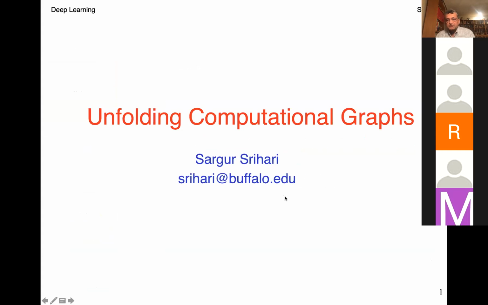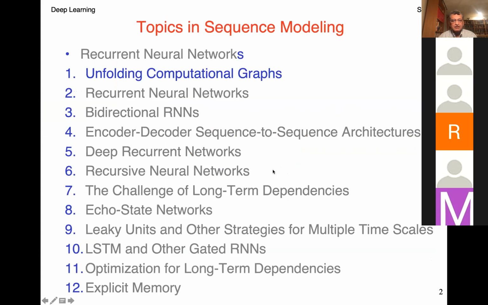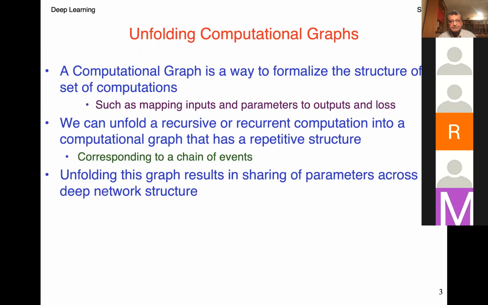Okay, so we saw the idea of a computational graph represented either by a circuit diagram or by an unfolded non-recurrent diagram. Okay, so these are the topics in sequence modeling. We did an overview of recurrent neural networks. We are beginning with unfolding computational graphs. And topic number 2 is also what we'll cover today, recurrent neural networks. But within topic number 2, there are a dozen subtopics. So that's going to keep us quite busy to discuss recurrent neural networks from the basics.